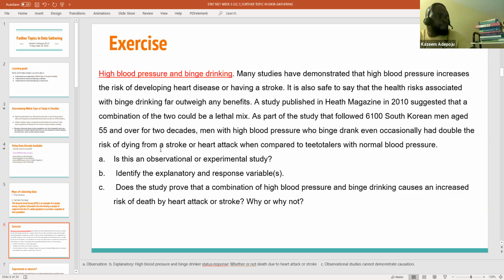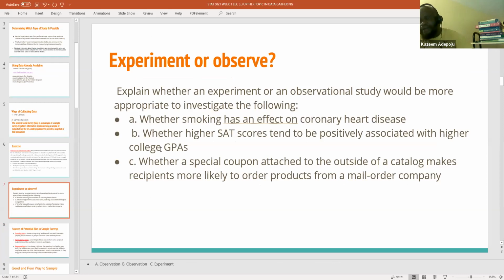Okay, this is another question. Explain whether an experiment or an observational study would be more appropriate to investigate the following. Number 1, A, whether smoking has effect on coronary heart disease. B, whether higher SAT scores tend to be positively associated with higher college GPAs. C, whether a special coupon attached to the outside of a catalog makes recipients more likely to order products from a mail order company.